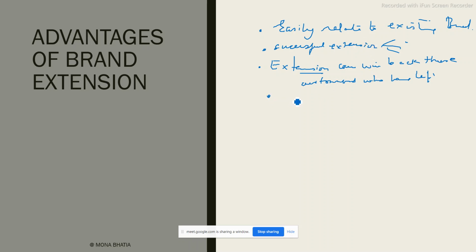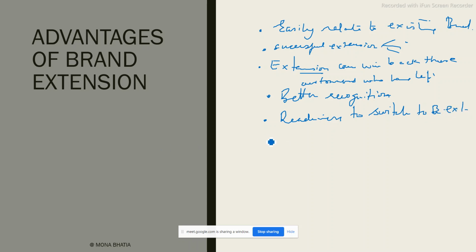Now again, next point is, the brands get better recognition. Sometimes because of the extension, you get better recognition in the market through the launch of a new product. Then you also have the readiness of the consumer to switch to a new product because of their prior experience with the brand. The readiness to switch to brand extension.